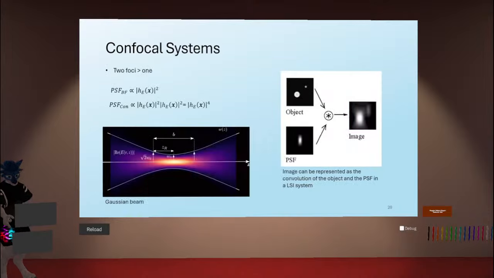Confocal imaging. We're still on like 100-year-old technology here, but we're getting there. What do I mean by confocal? So 2 foci are better than 1.